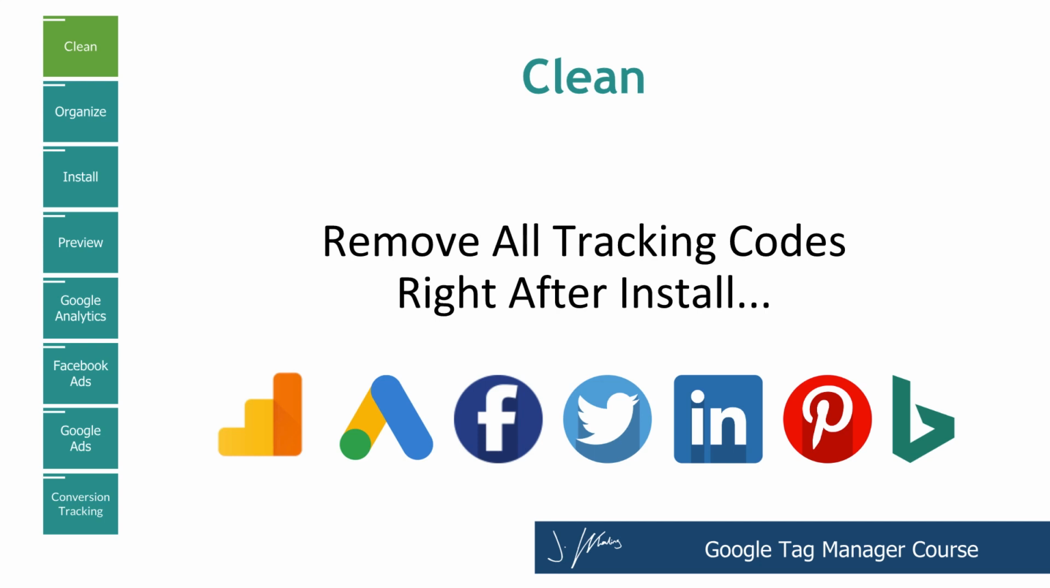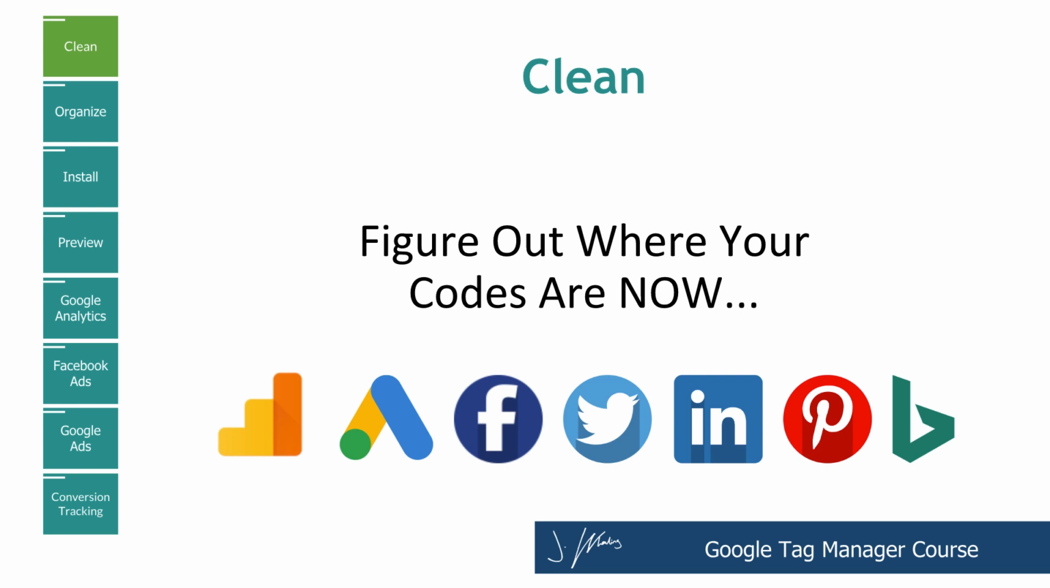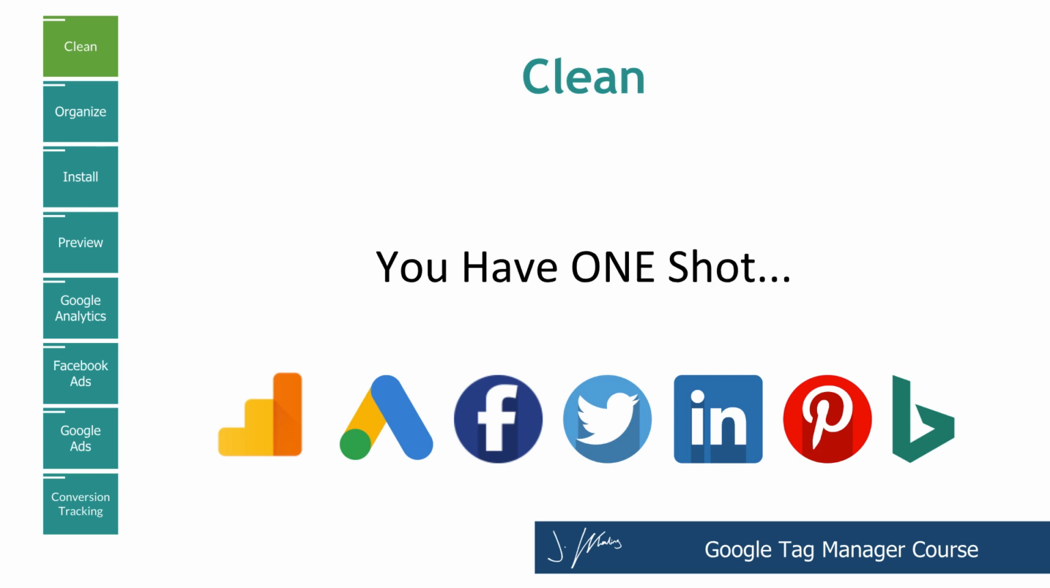Now, we don't need to remove the tracking codes now, but we do need to figure out where all of them are. So chances are you may or may not already have some tracking codes on your website. We want to know exactly where those are so that we can remove them immediately after we install and implement Google Tag Manager. And the reason we need to do this first and know where all these are ahead of time is because we only have one shot.